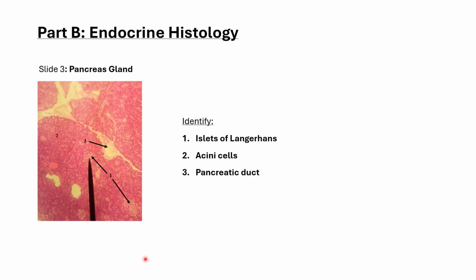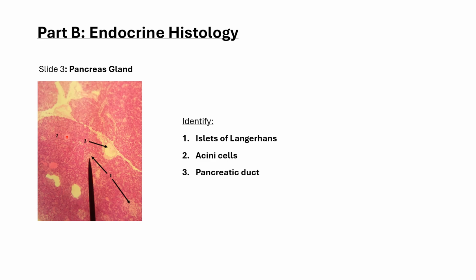This is a slide of pancreas. Pancreas has islets of Langerhans, and then it has acinar cells. So the majority of the pinkish portion, these are acinar cells of the pancreas, and you will also be able to see a pancreatic duct.